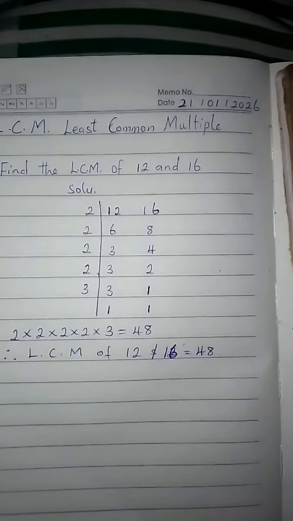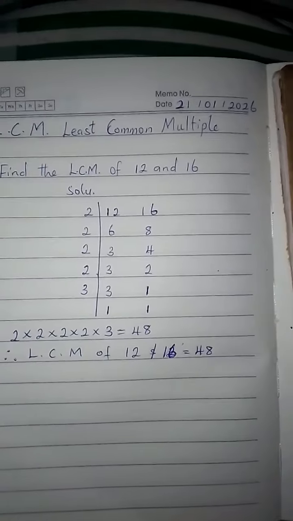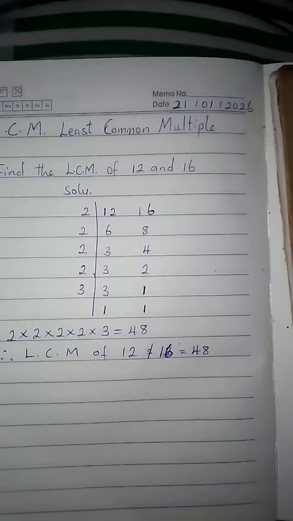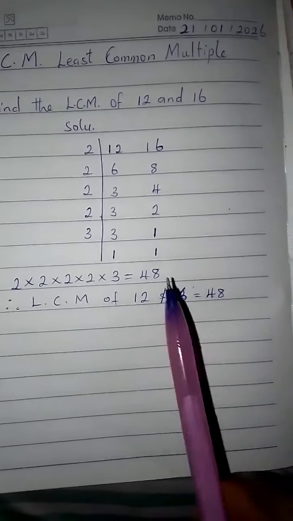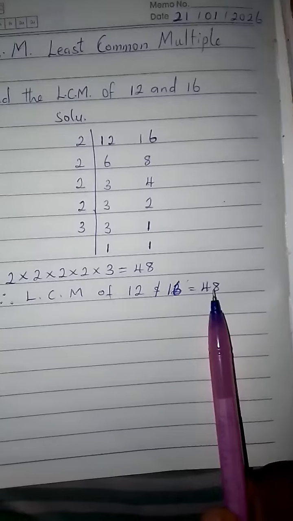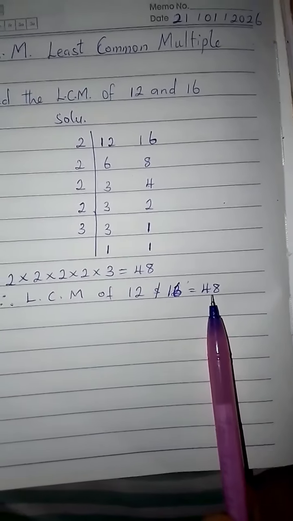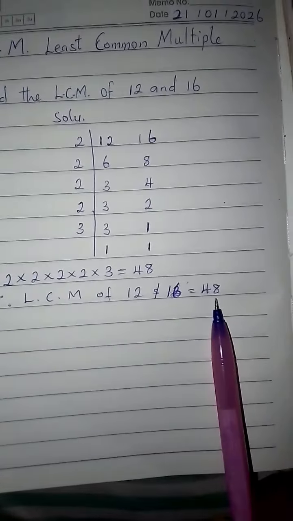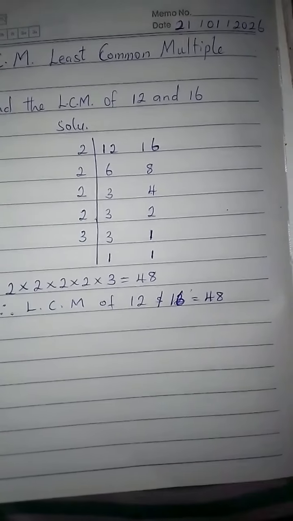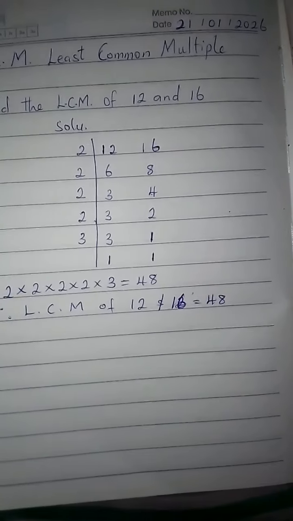So 48 is the least number that 12 and 16 can divide at the same time without remainder. So let's see. 12 divides 48, it gives you 4. 16 divides 48, it gives you 3. Are you seeing? So this is the least number that 12 and 16 can divide.